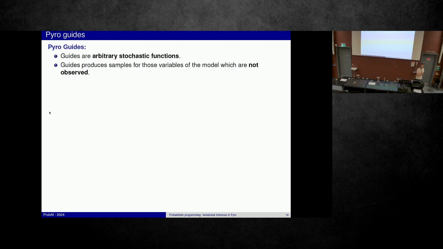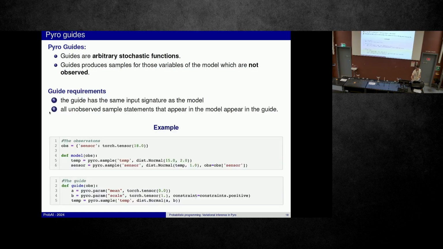So again, Pyro guides, when you specify them, can be arbitrary stochastic functions. They are designed so that they produce samples for those variables in the model that are not observed. So if you have a model specification here, this was our very simple temperature sensor model from before, where the sensor variable down here is observed. If we want to specify a variational distribution in the form of a Pyro guide for this model, let's say we specify it as a normal distribution with two variational parameters, one for the mean and one for the standard deviation.